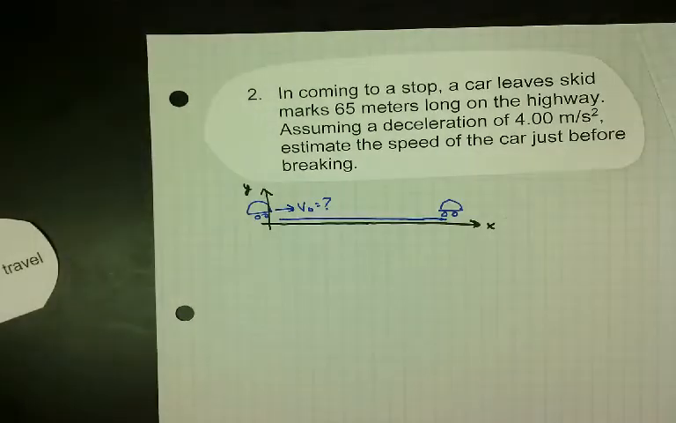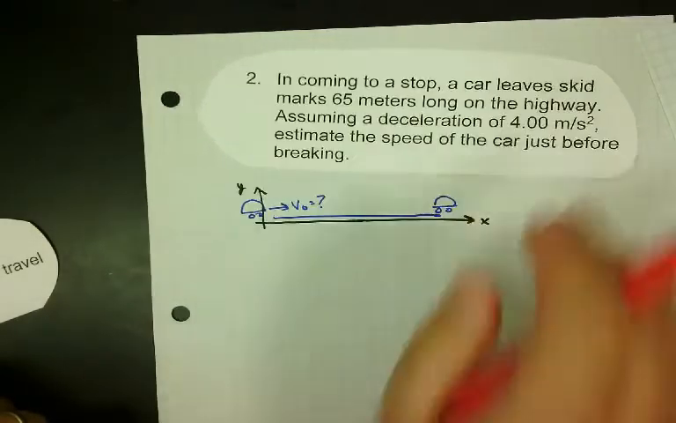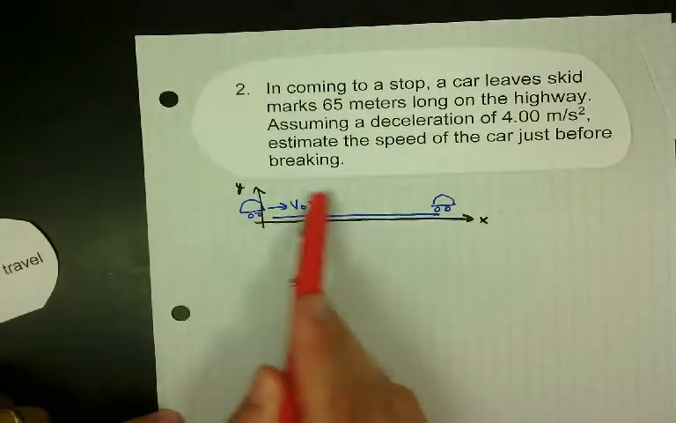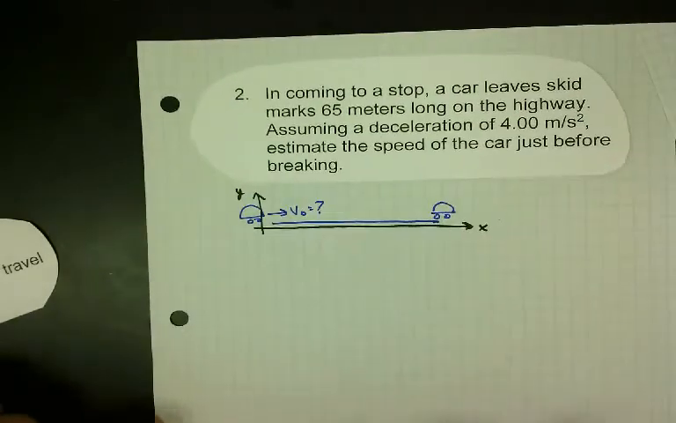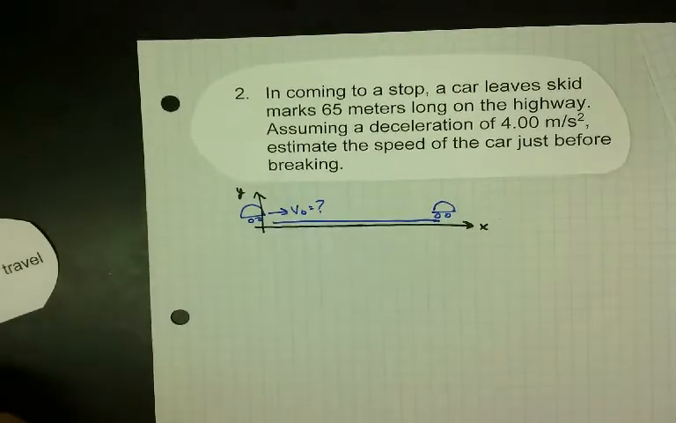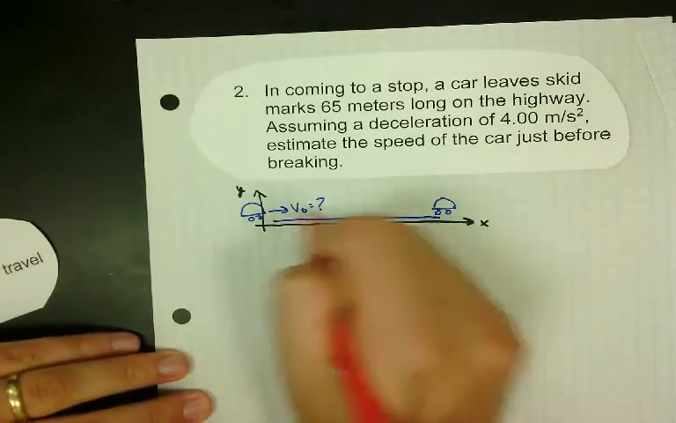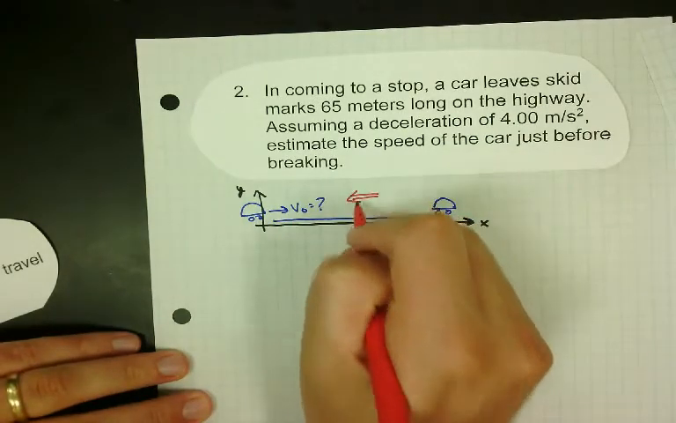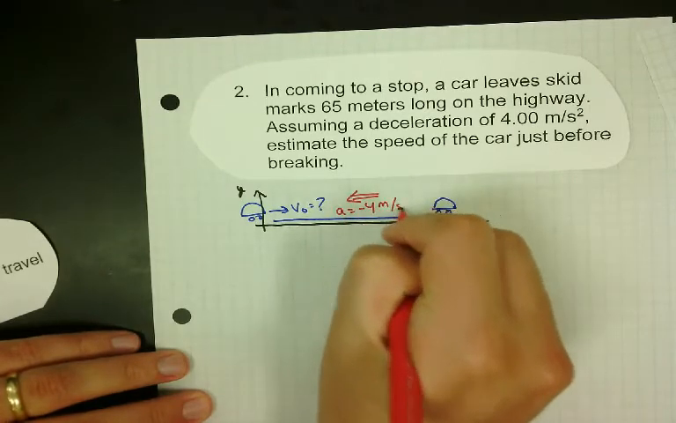So this is what I've got so far for a picture. So notice I've set some axes, right? And I said I don't know how fast I'm going at the beginning. I come to a stop, right? I also have a deceleration of 4 meters per second. If you have a deceleration, remember that means your acceleration is pointing against your velocity. So if my velocity is forward, my acceleration is going to point backwards, and it's actually going to be a negative 4 meters per second squared.